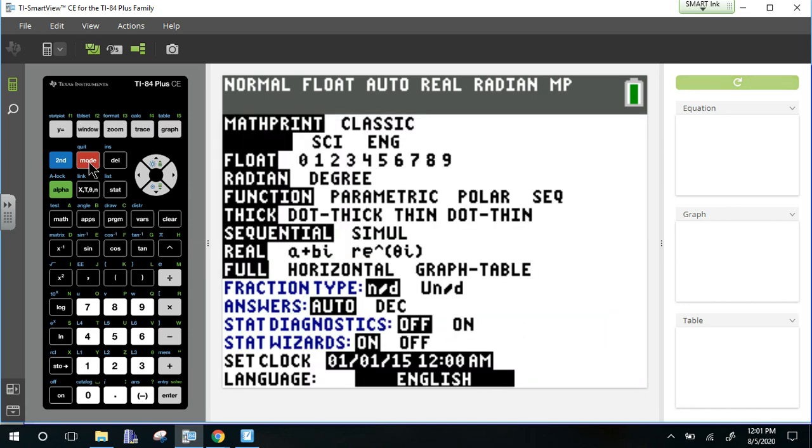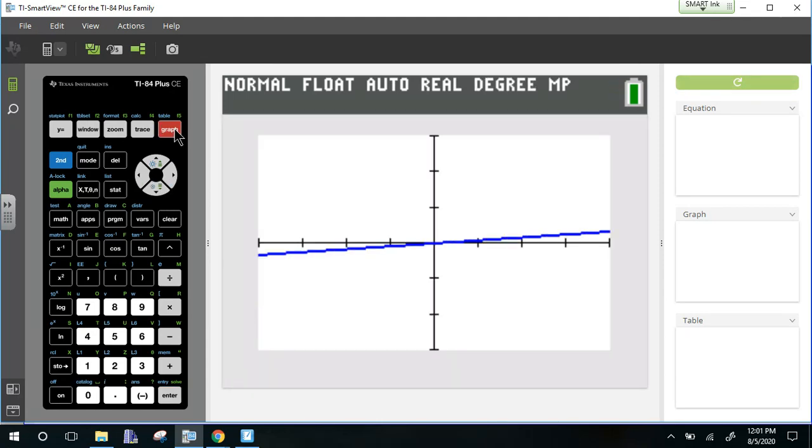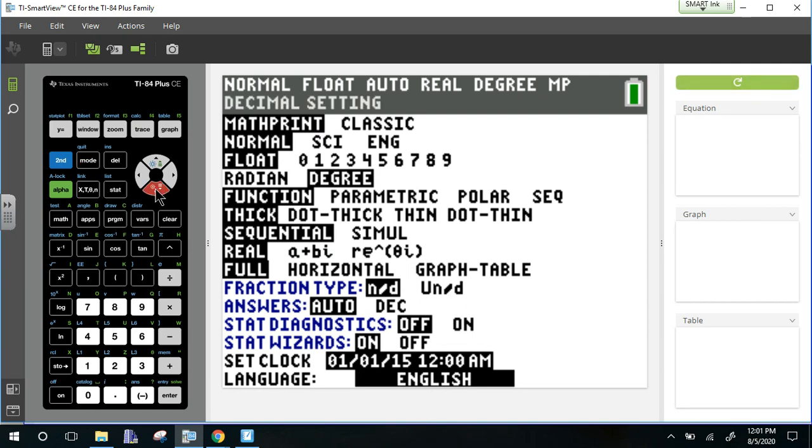If you have your mode in degree, this is what it would look like. Just a straight line, which is wrong. So make sure you've got your mode in radian.